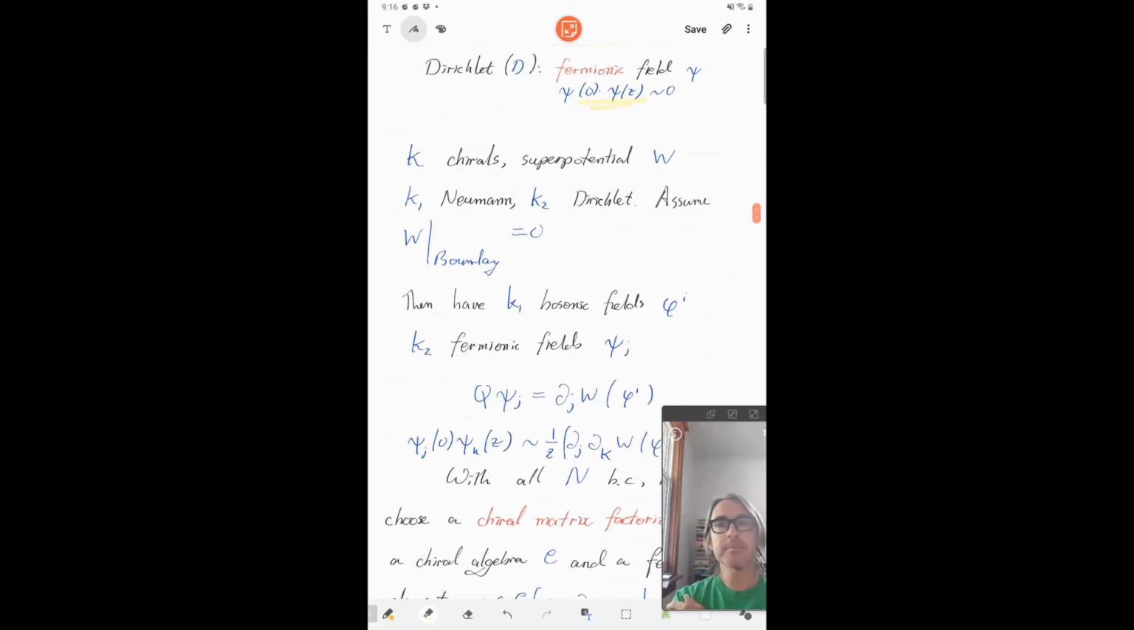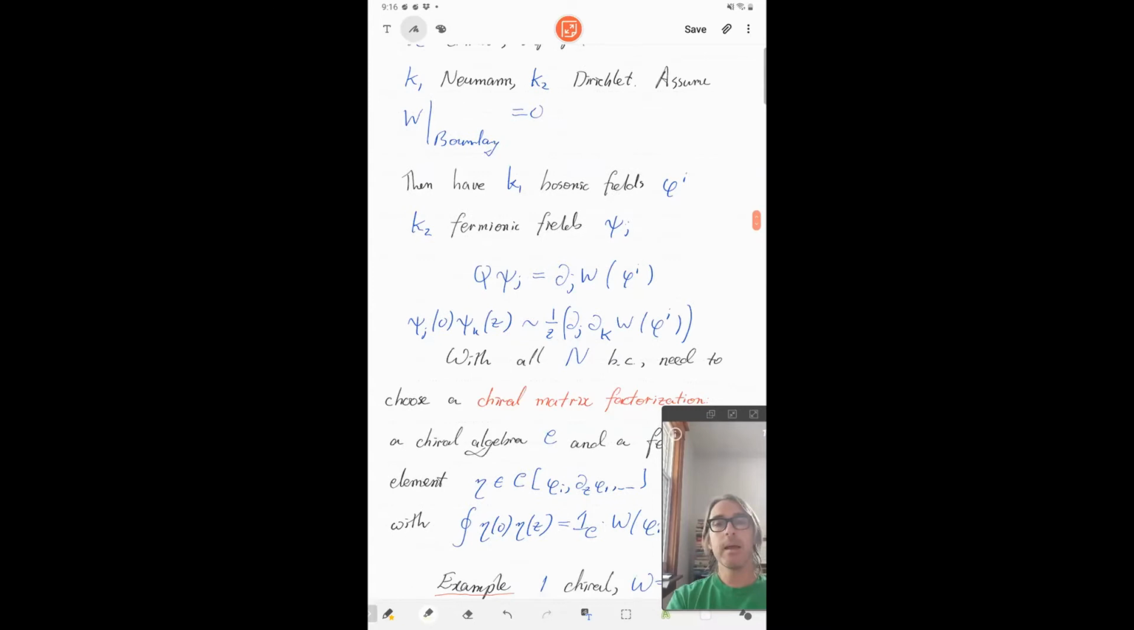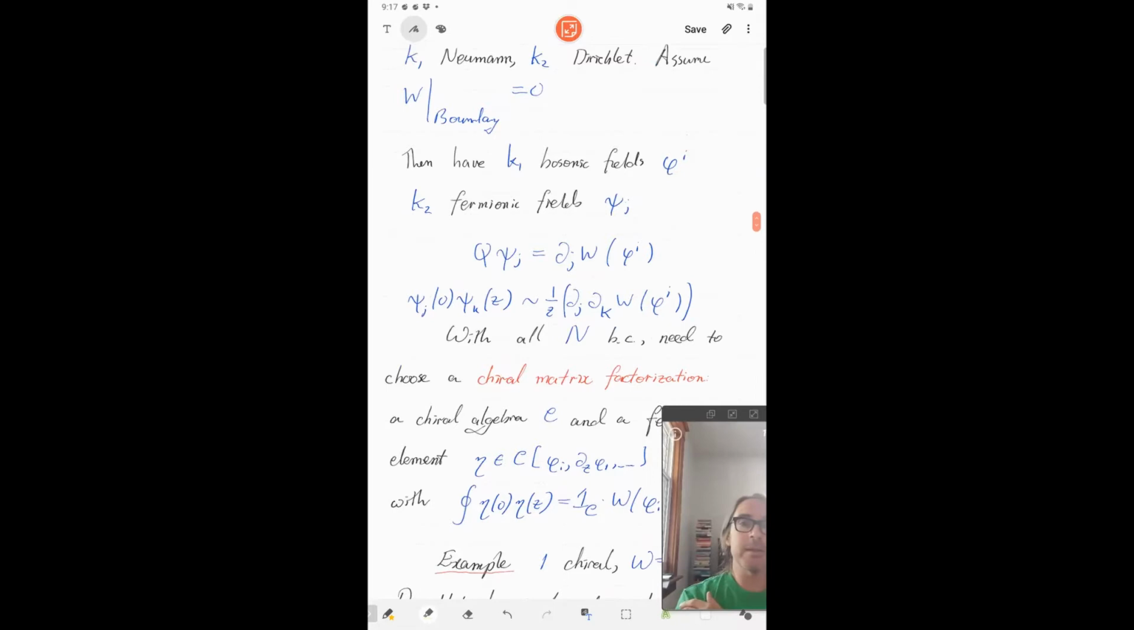More generally, suppose I have some number k of chiral fields with some superpotential, and I give some of them Neumann and some of them Dirichlet boundary conditions. Let us assume that the superpotential vanishes on the boundary. That is, if I set to zero those fields which have Dirichlet boundary condition, their superpotential becomes zero. So then, on the boundary, I have some bosonic fields coming from those fields which have Neumann, and some fermionic fields coming from those fields which have Dirichlet. And we have the following formula for the boundary BRST operator and for the boundary OPEs. Q of psi is the derivative of the superpotential, and the OPE of two psi's is the second derivative of the superpotential.